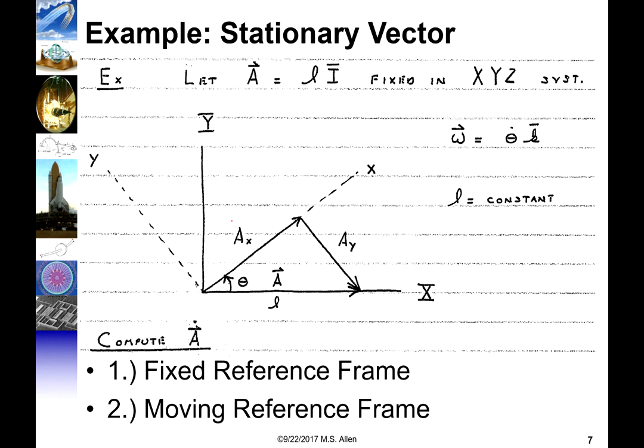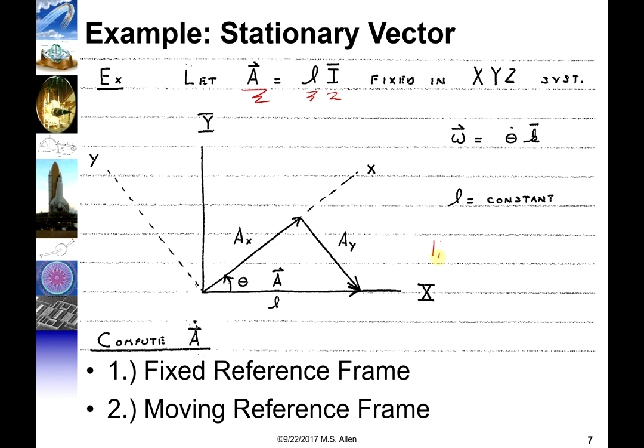Let's do an example now, and we're going to do an example that's almost trivial. This will be kind of like shooting ducks with cannons, but it will help to illustrate the process on about the simplest problem you can have. So say we want to compute the derivative of this vector A right here, where A is a constant vector, we have a constant L along the fixed I direction.